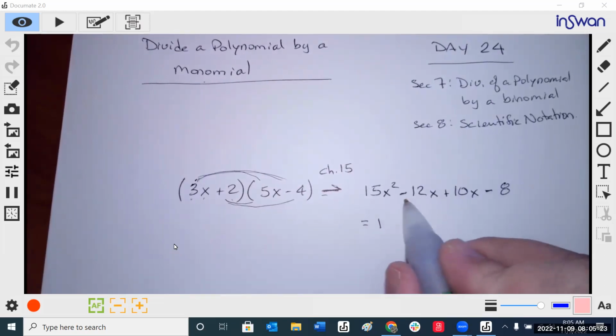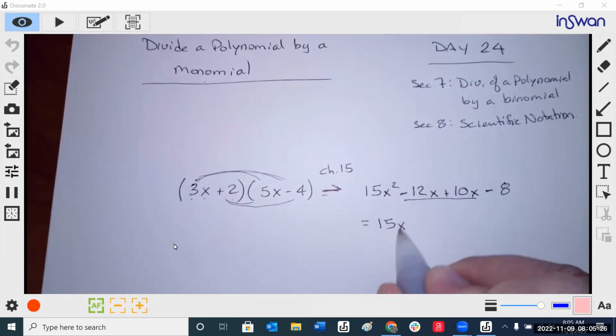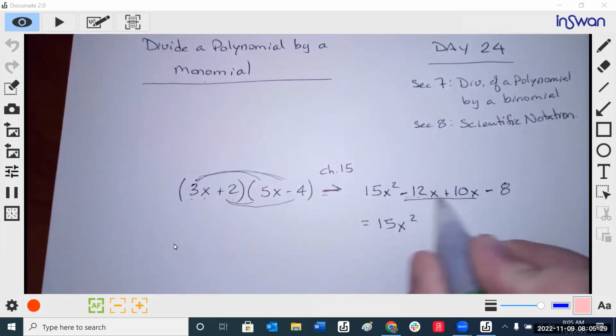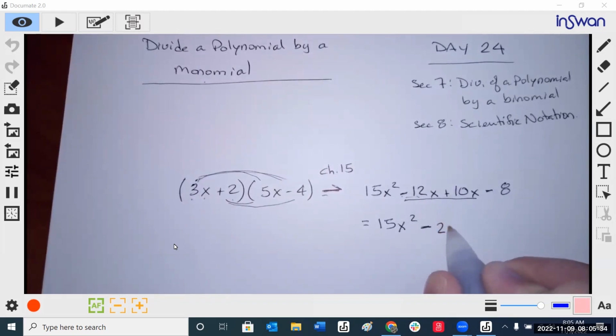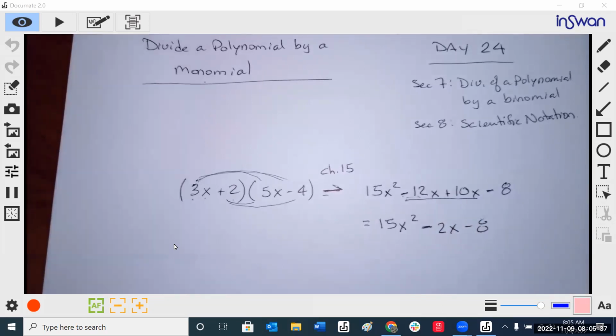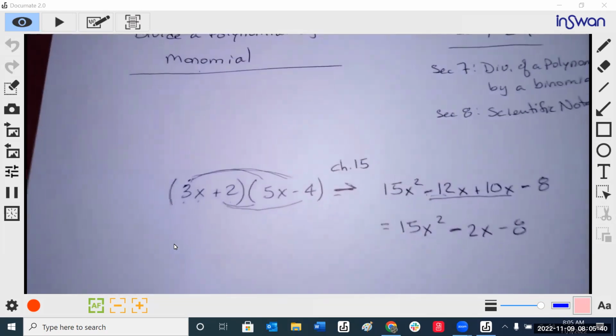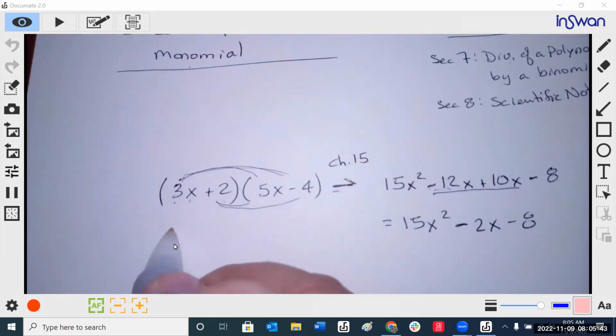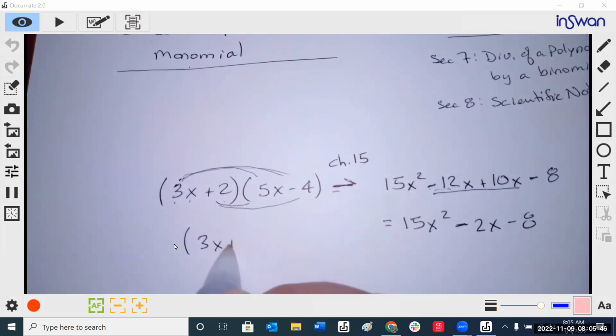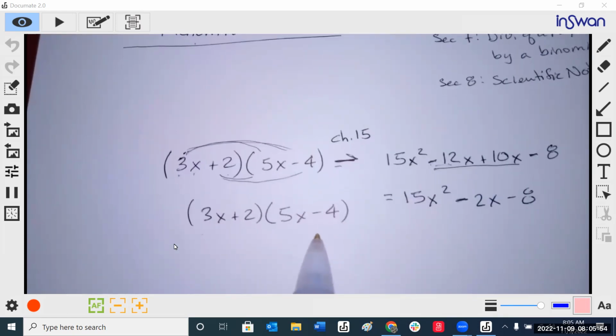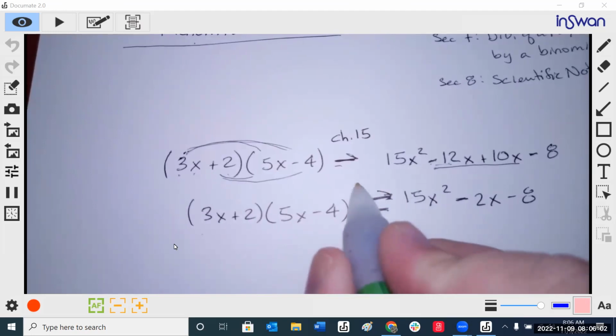Whenever you get rid of parentheses, always combine like terms. Negative 12 plus 10, opposite signs. Take the sign of the larger number and subtract them. 12 minus 10 is 2. So we have this multiplication of 2 binomials. When you multiply them, it equals this. That's what we did in chapter 15.